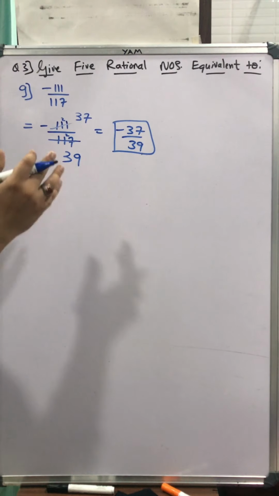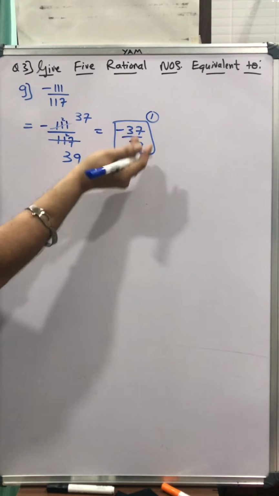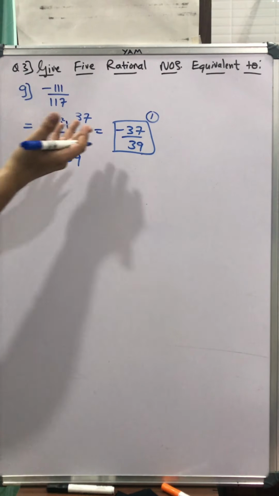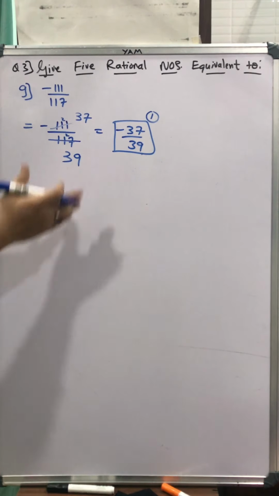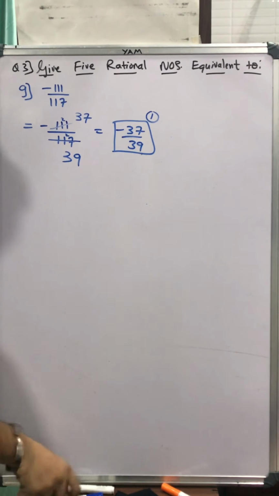That's it. Can I say, students, this reduced form is my first rational number which is equivalent to my question? Yes, I got my first one. Now every time I'll do it, I'll start with the help of this reduced form. So let's start, students, now.